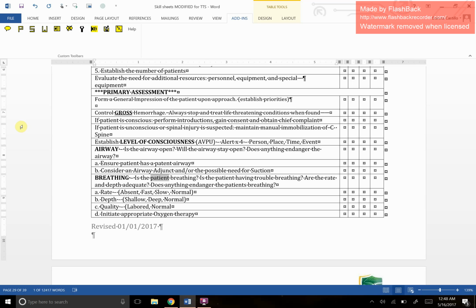Breathing. Is the patient breathing? Is the patient having trouble breathing? Are the rate and depth adequate? Does anything endanger the patient's breathing? A. Rate: absent, fast, slow, normal. B. Depth: shallow, deep, normal. C. Quality: labored, normal. D. Initiate appropriate oxygen therapy.